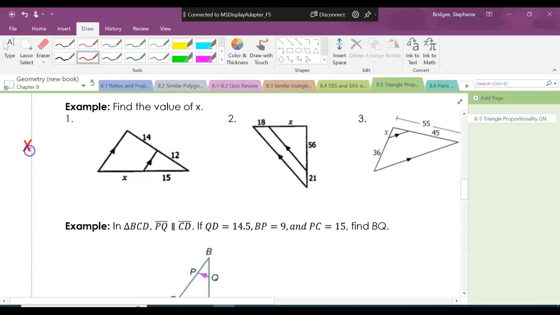X, okay. So I'm doing x. What's the other segment on the same side of that? 15. So I'm going to put x over 15. And then I have to do it in the same place. So look at what is in the same place as x, but on the other side of the triangle. 14. So 14 has to go up top with the x. And then what's in the same place as 15, but on the other side of the triangle? 12.